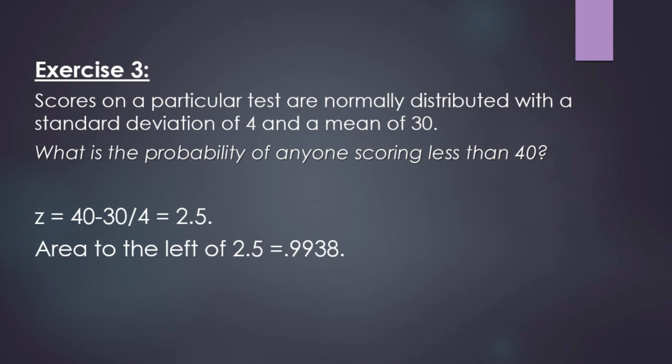Next we look at the area to the left, as it is a positive score. When we look up the value in the Z table, we get about 0.9938. We can say that 99.38% of the persons have the probability of getting a score less than 40.